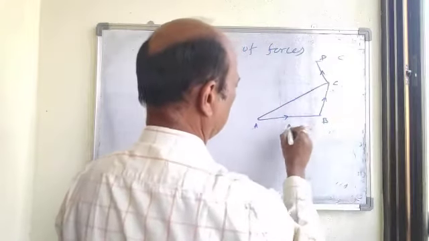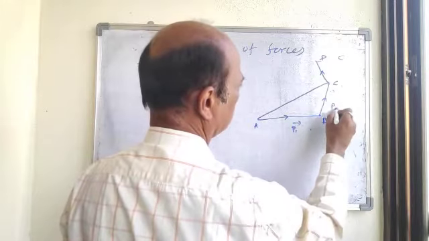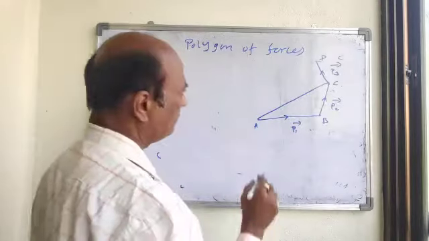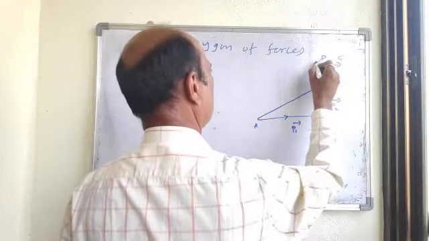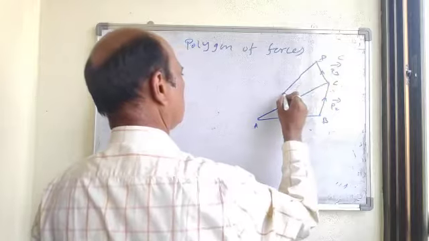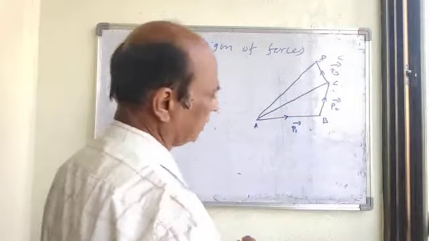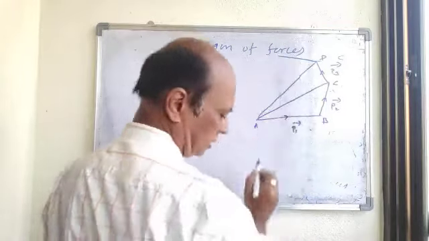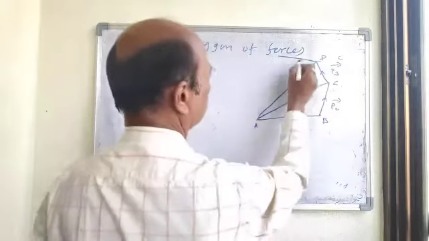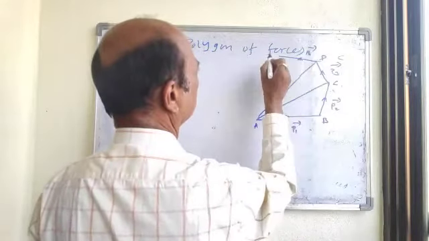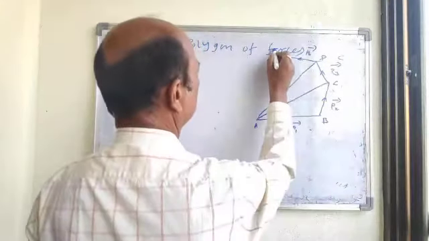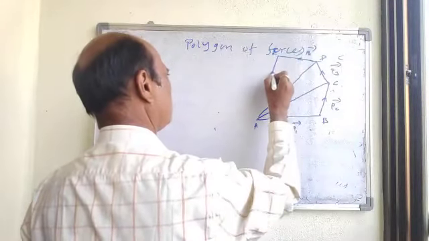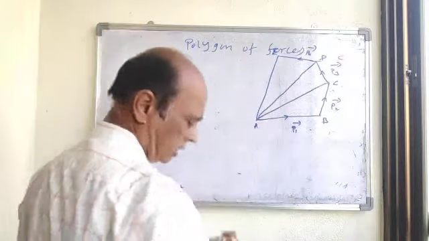And this is the P1 bar, this is P2 bar, this is P3 bar, and join this. Join this KD. Again here, this is P4 bar, this is point E, and join this to E.